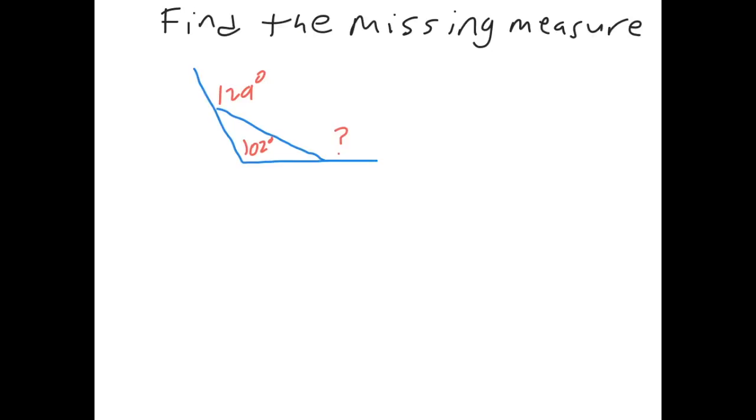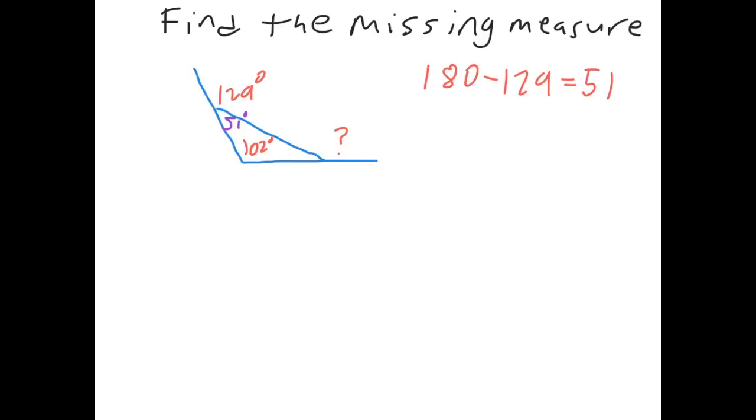Well, first thing we want to do is find the interior angle here. So if we have this exterior angle, we know that this interior angle is just 180 degrees minus the exterior angle. So 180 minus 129 will give us 51. So we know that this angle right here is 51 degrees.